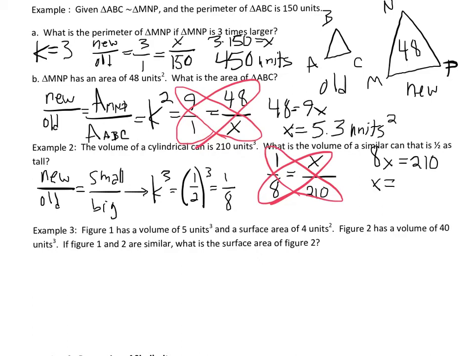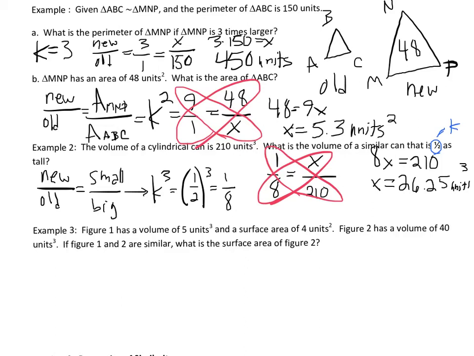So x equals 26.25 units. And since it's volume, it'd be units cubed. All right, so the key for that one was realizing what is 1/2. And realizing 1/2, that was our k. And so we had to figure out k cubed. And so that's how we got that 1/8.